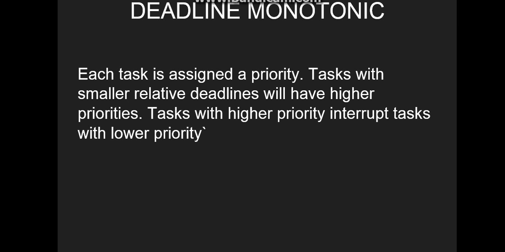So in deadline monotonic, we are concentrating on the relative deadlines of every process, and the processes which have lower relative deadline have the higher priority.